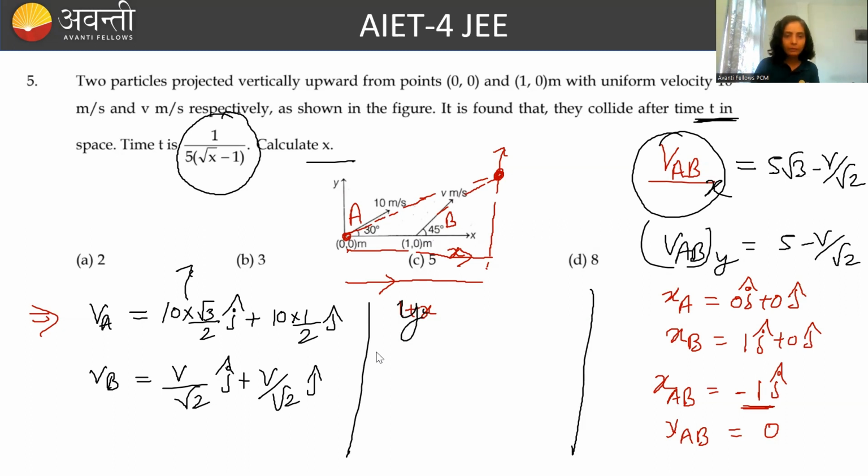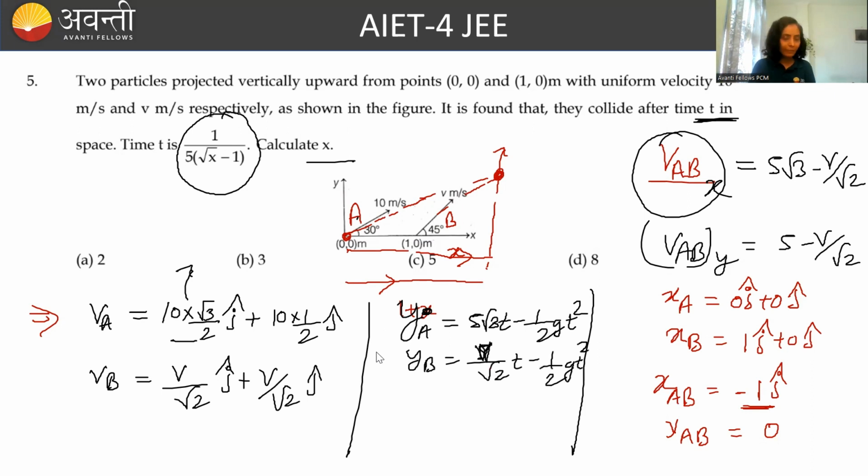अब देखो Y A कितना होगा, कितना डिस्टेंस कवर करेगा? Y is equal to ut plus half at square का फॉर्मूला लगा लो. So velocity of A in Y direction is how much? It is 10 root 3 by 2, that is 5 root 3 t minus half gt square. What will be YB? That will be equal to V by root 2 t minus half gt square. And then YA and YB should be equal because they are meeting. Initially their Y separation is 0. Finally, they are also meeting. So YA minus YB must be equal to 0. It means both the distance covered are equal.